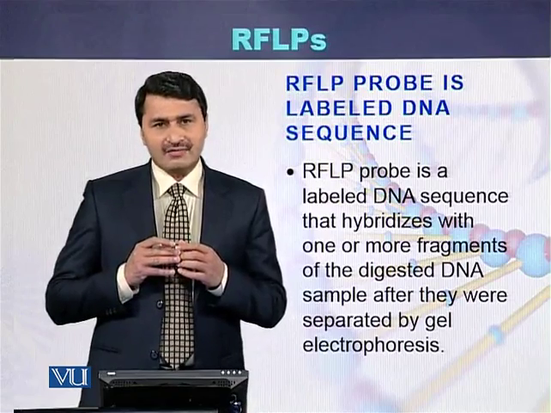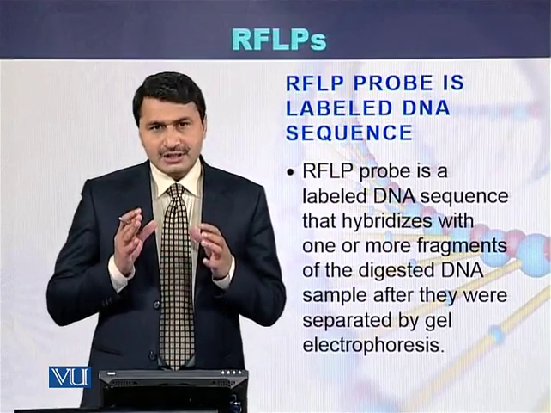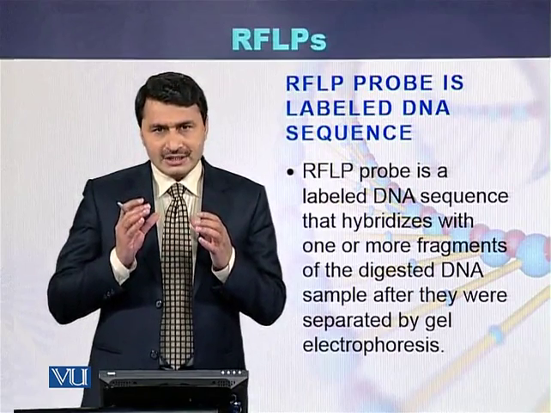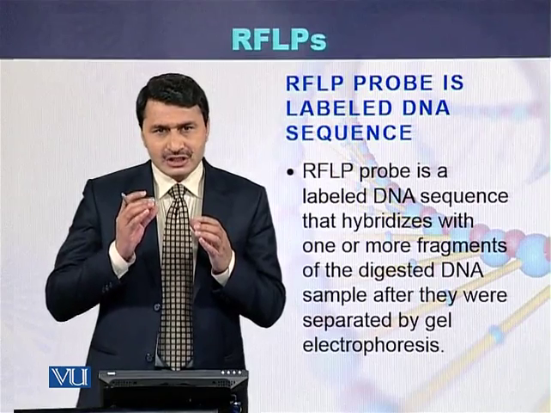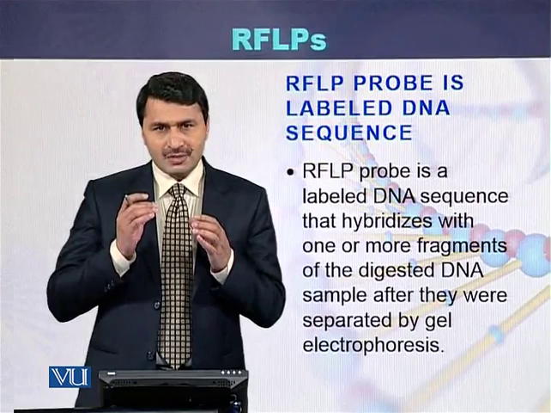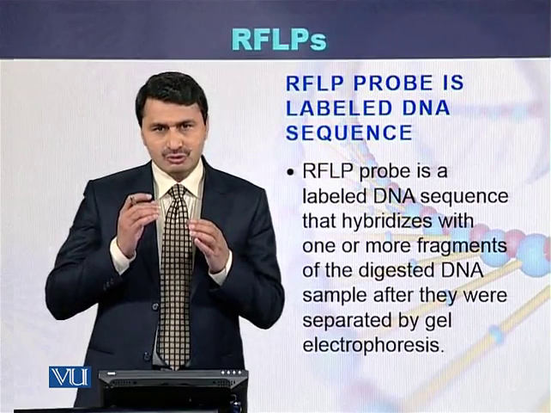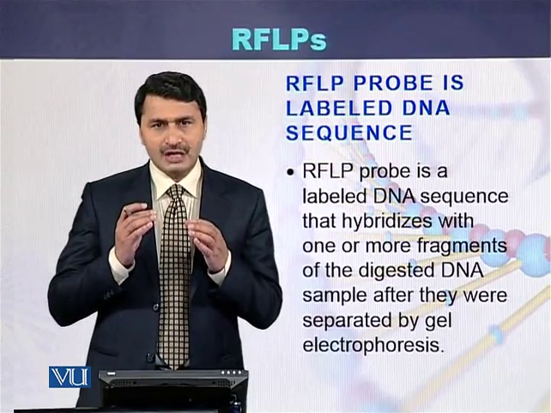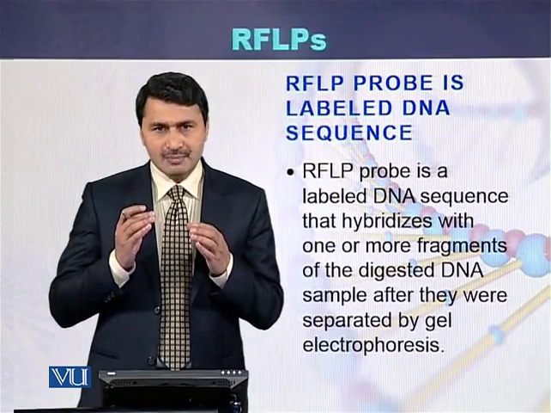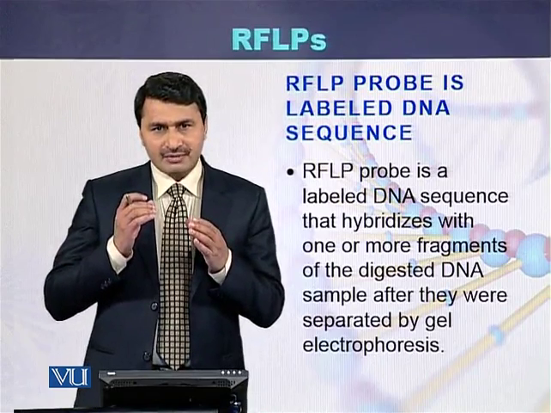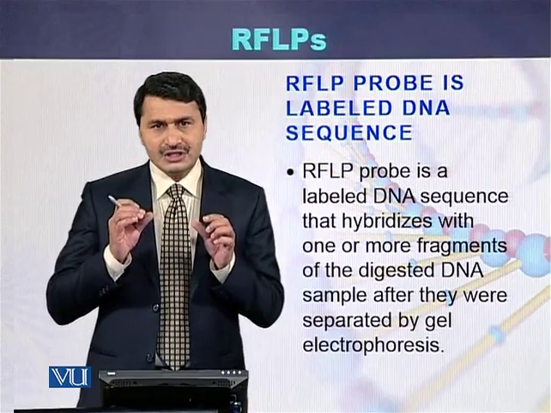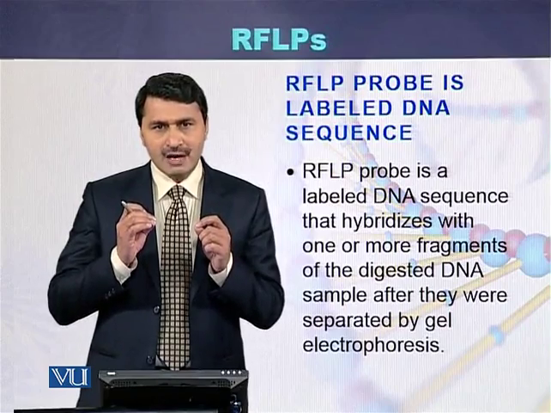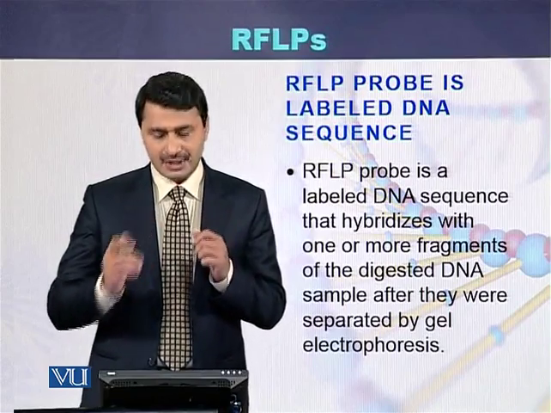In case of RFLP, the probe is a labeled DNA sequence. This labeled DNA sequence attaches to different fragmented regions of the DNA. It is a complementary strand that attaches to those regions of the DNA where it is complementary. So with the help of a small labeled probe, we attach the probe to the fragmented DNA that has been transferred onto the membrane, which is called a nylon membrane.